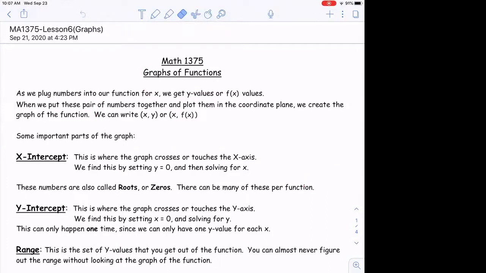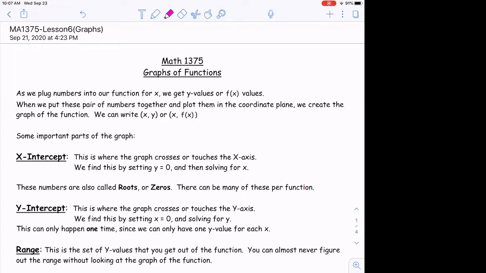I want to run through this first part pretty quickly because there's really not a whole lot to say. So remember, what we did in the past was I gave you a function, you plugged in an x, and you got out a y value or an f of x value. Now, when you put those points together, you make a point, and you plot that point in the coordinate plane, and you make a graph when you connect the dots.